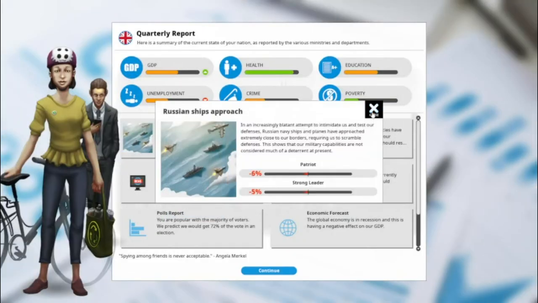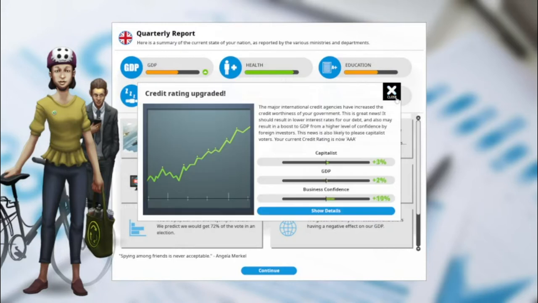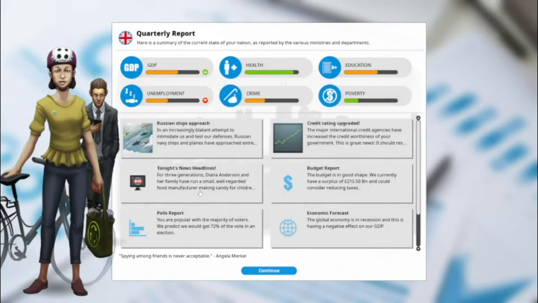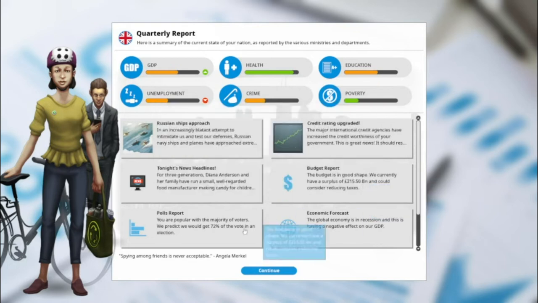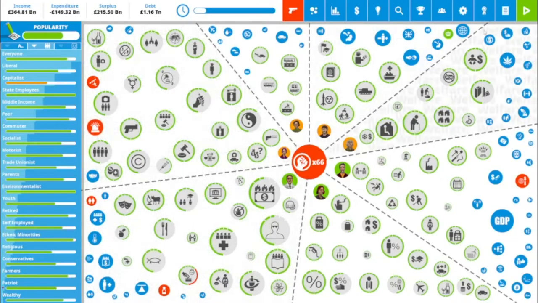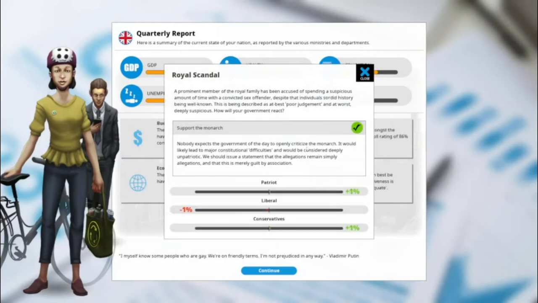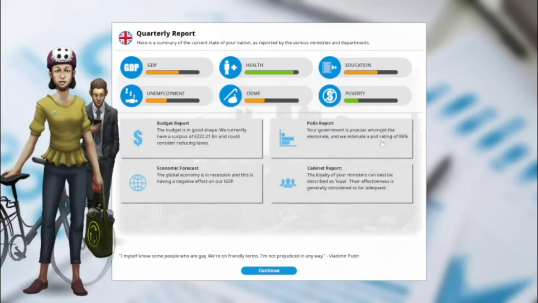Let's keep going. Surely this can't work. Russian ships everywhere. Credit rating is now AAA, the fastest return to AAA in the history of history. Budget surplus is still good. 72%, our popularity is creeping up. Why aren't we at 100%? Not to be greedy. Royal scandal, support the monarch. Budget's great. Polls are 86% now. Okay, this does seem to be working.